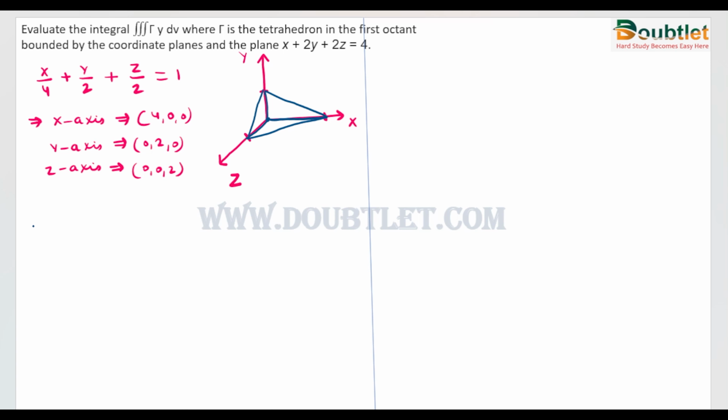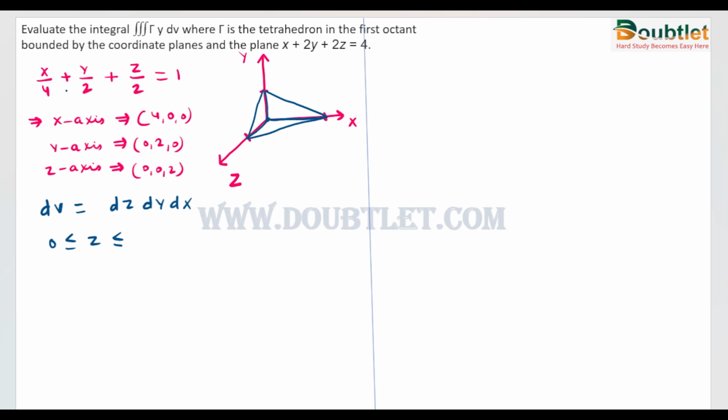Now we have to find this triple integral by using Cartesian coordinates. We can write dv as dz dy dx, or any other order, as we wish. Now we need to find the limits of this integral. Because we need to integrate first with respect to z, we need to find the limit of z. Since it is in the first octant, all values will start from 0. So the lower limit of z, y and x will be 0, and the upper limit will be in terms of y and x.